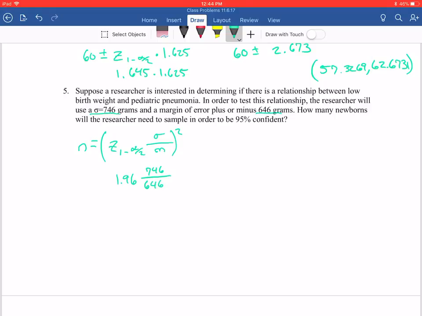When you divide and multiply out, you're going to get a value of 2.2634. You're going to square that value, and you're going to get an answer of 5.123. Since we're dealing with people, you're not going to have a fraction of a person, specifically even in pediatrics, so babies. So we always round this up to the nearest whole number, which will be 6.